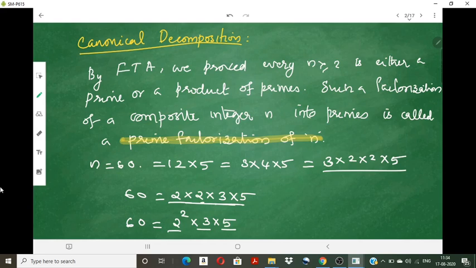But when we say canonical decomposition, we have to remember two things. First, find how many times a prime number is repeating in that prime factorization. Then write the smallest prime first, that means write the expression in the increasing order of the primes, and each prime must be distinct. Such a factorization is called a canonical factorization or canonical decomposition.